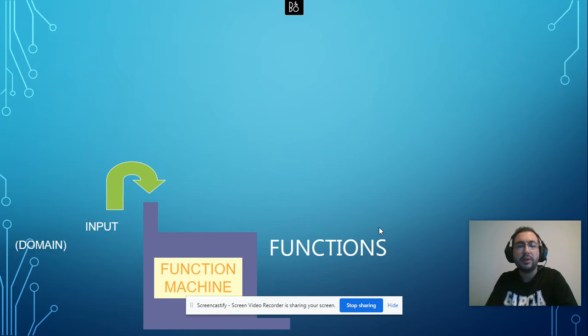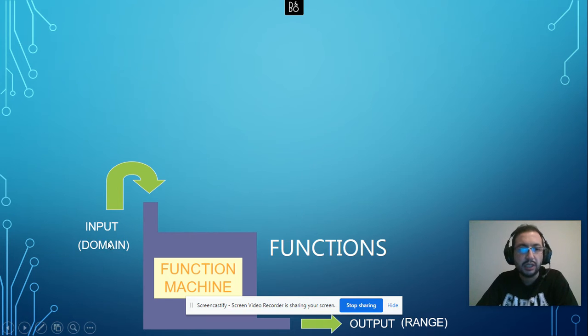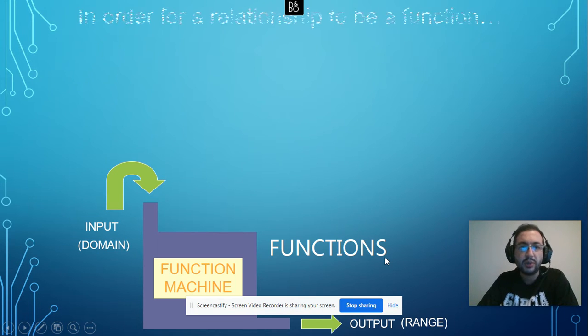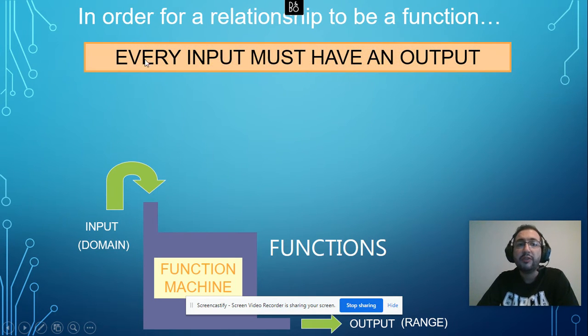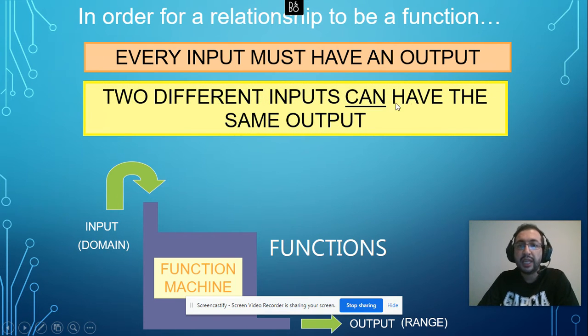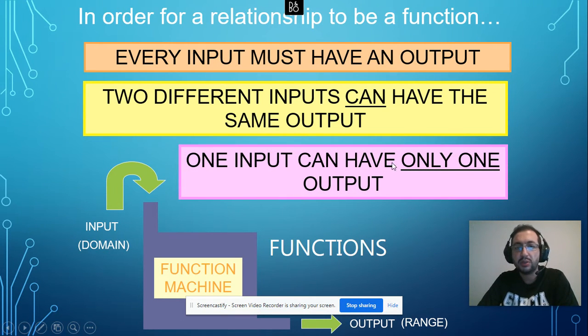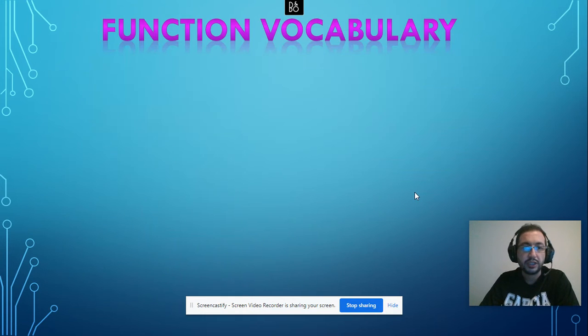Okay. Now, when we're talking about a function, it's like a machine. We need to get an input in order to get an output. The input will be the domain. The output will be the range. Okay, for every input, we must have an output. Two different inputs can have the same output, which is many to one, it is a function. One to one, it is a function. So one to one will be a function, many to one will be a function, but one input, two different outputs, then there will be no function.